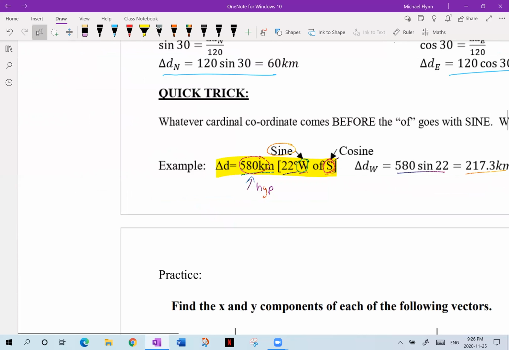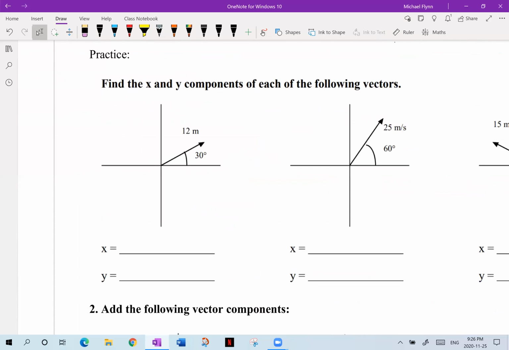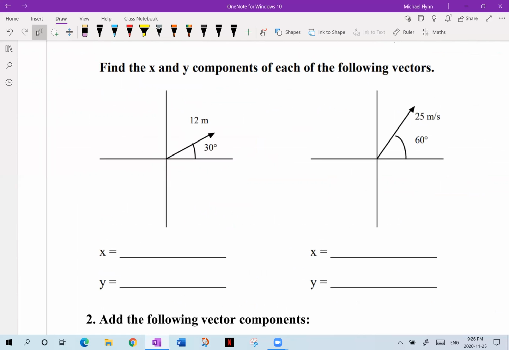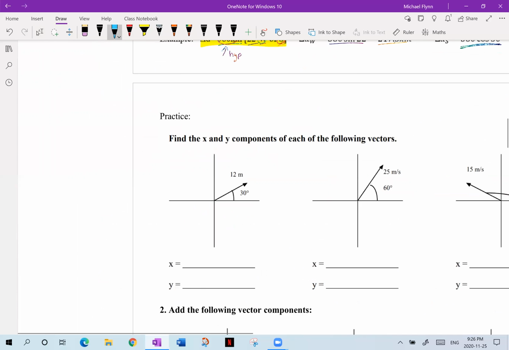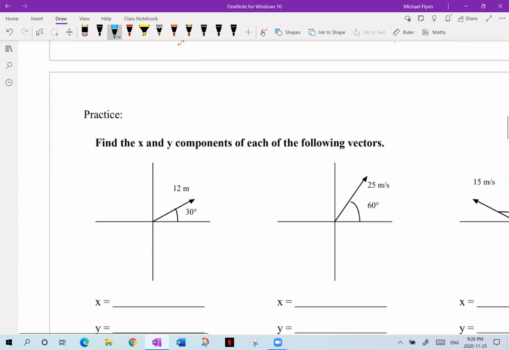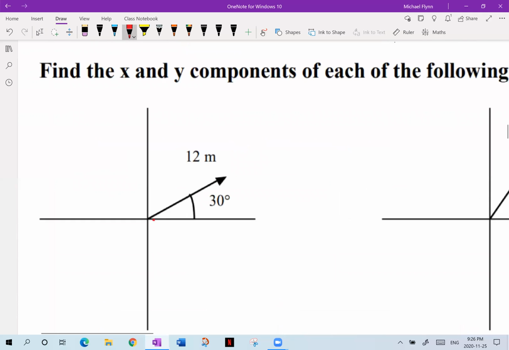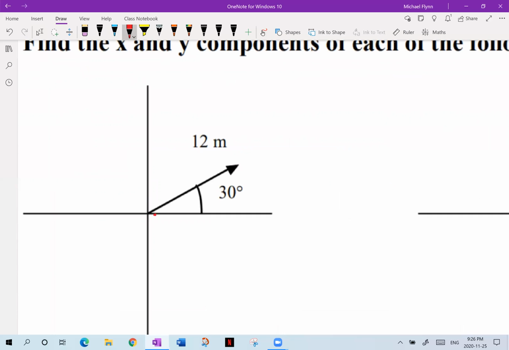Okay, all right. Now there are some practice problems here. Find the x and y components of each of the following vectors. Let me do a couple of these with you because there are a lot of questions here. I've been using red and blue, so I'll stick with that same color scheme. So here, 12 meters, and that's 30 degrees north of east, right?